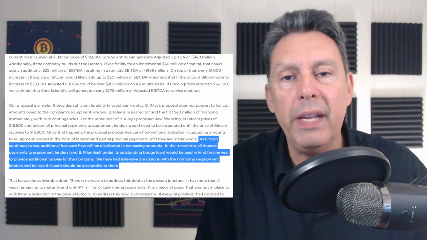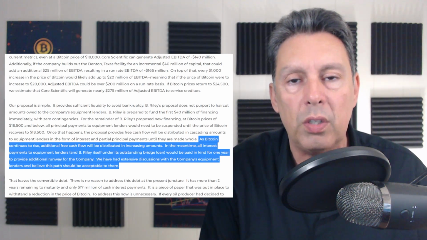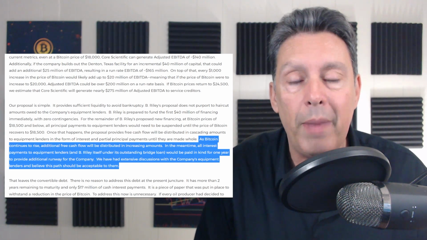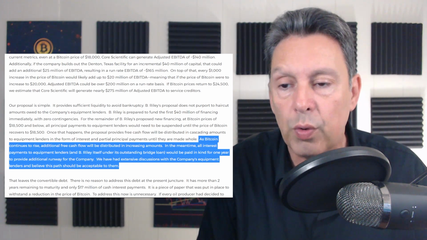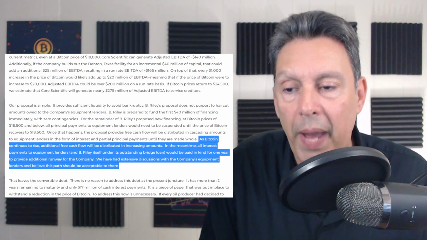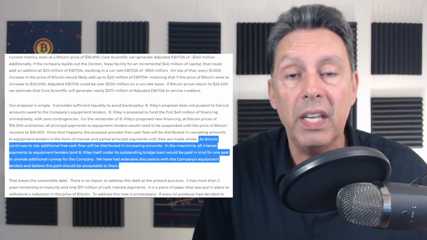Now, they're saying it's a $72 million loan. They're structuring it $40 million, no contingencies up front, $32 million over time. So I'm not sure how all that math adds up to paying all this interest. We have had extensive discussions with the company's equipment lenders and believe this path should be acceptable to them. So they feel like they can get this done.